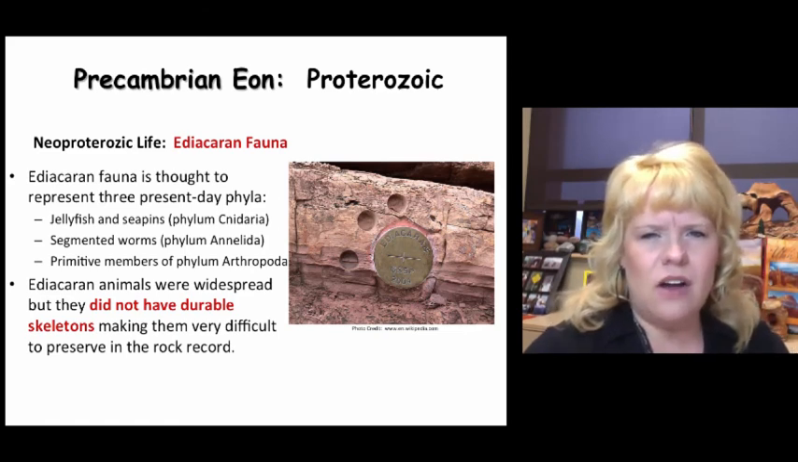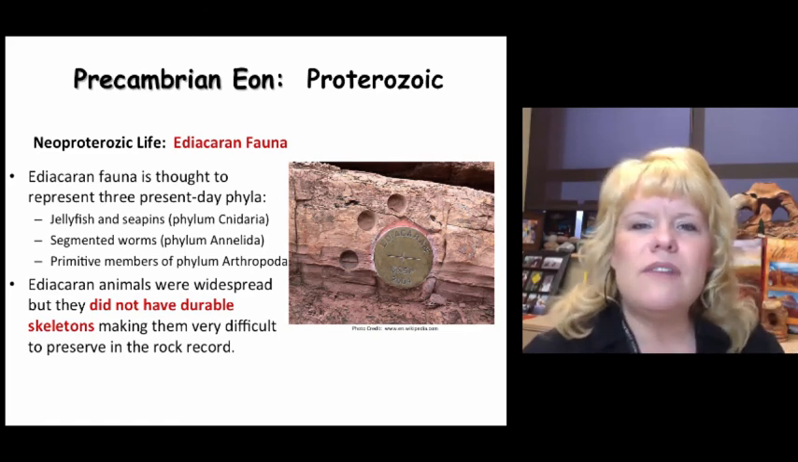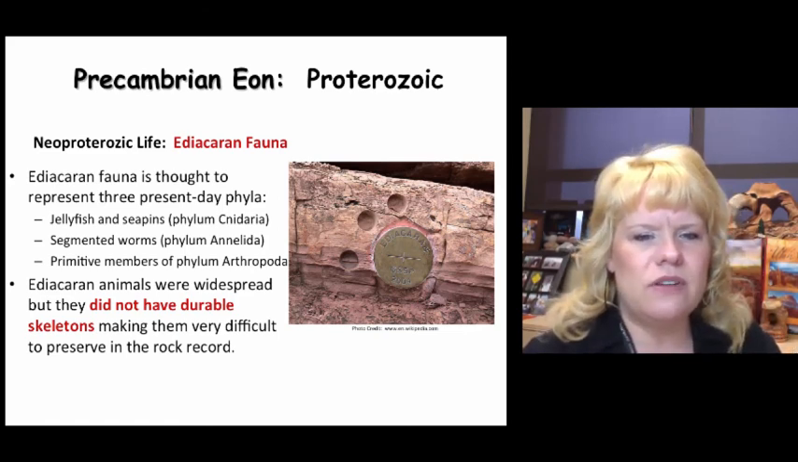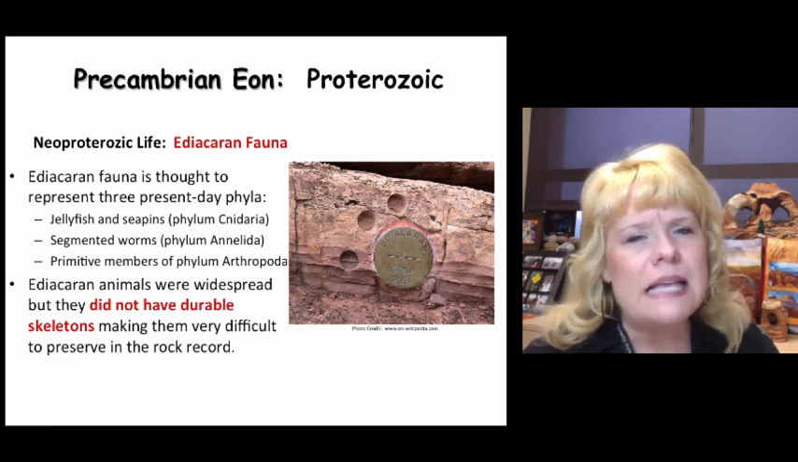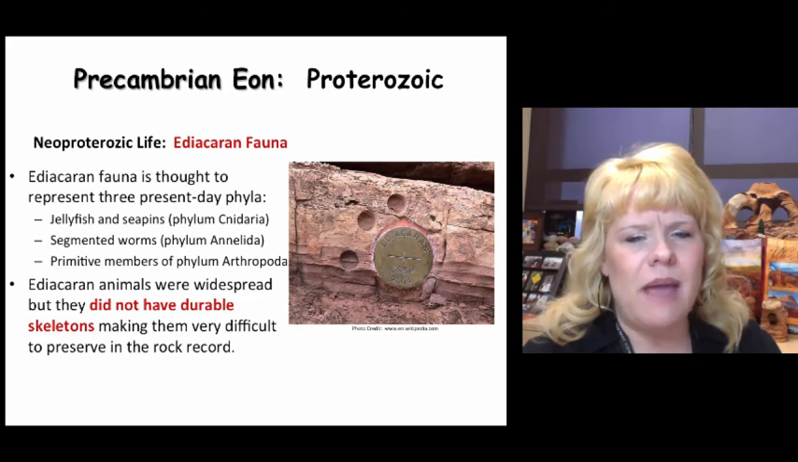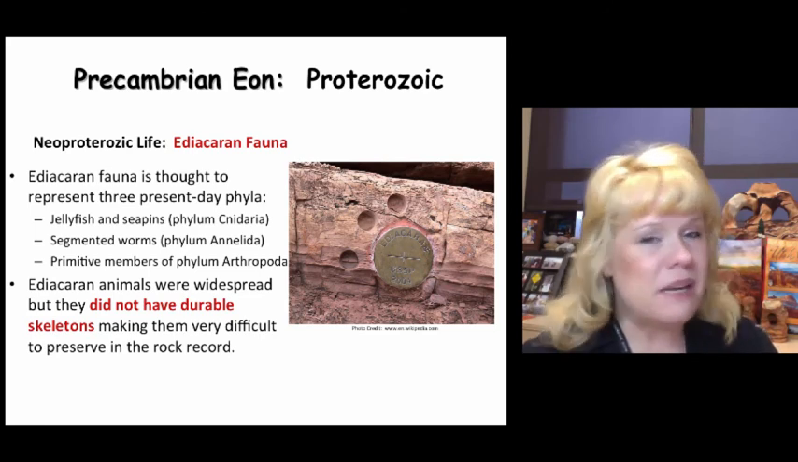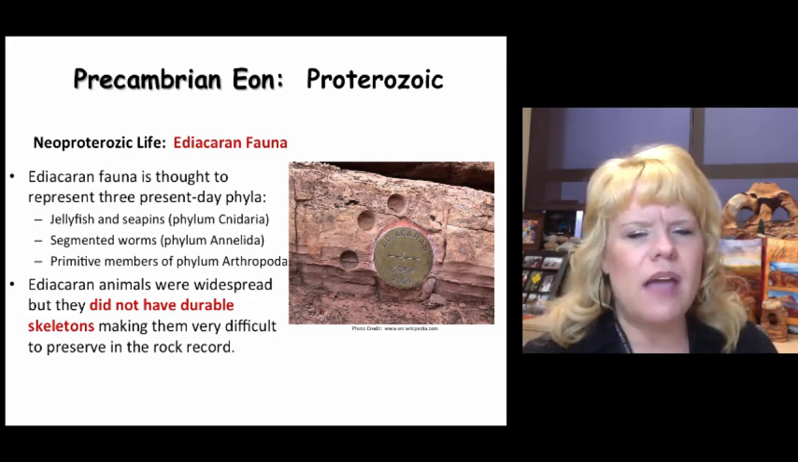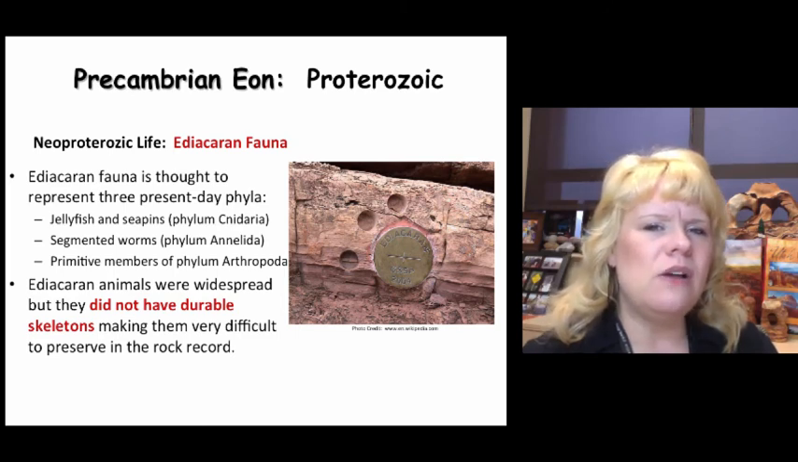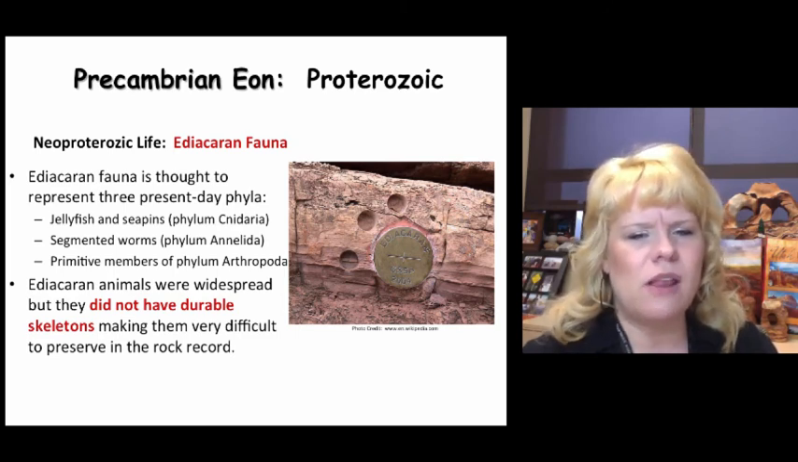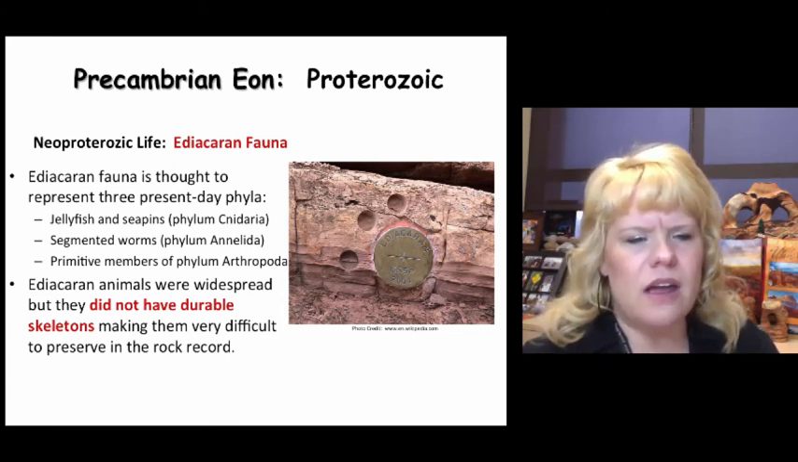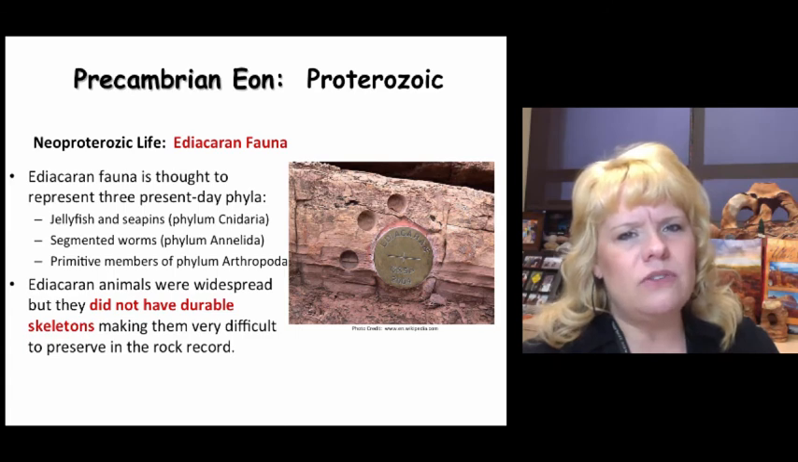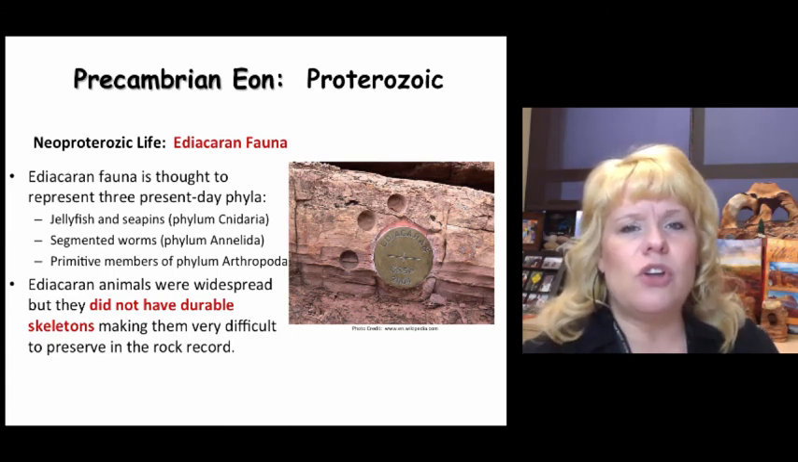Ediacaran fauna are thought to represent 3 living phyla from today. First is Cnidaria, which would be corals like jellyfish and sea pens. Secondly, from Annelida, which is the segmented worm phylum. And then phylum Arthropoda, which is segmented animals like trilobites. But trilobites were not thought to have been alive at this time. We know that these fossils were widespread, so they were good index fossils.